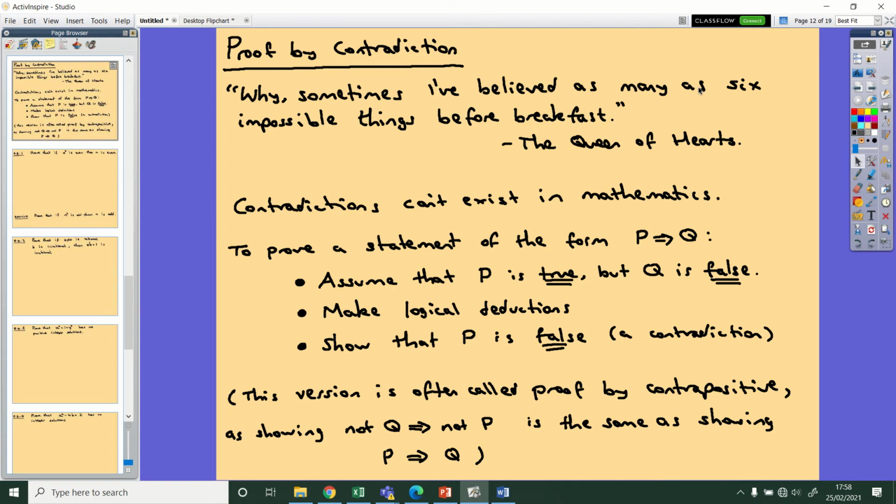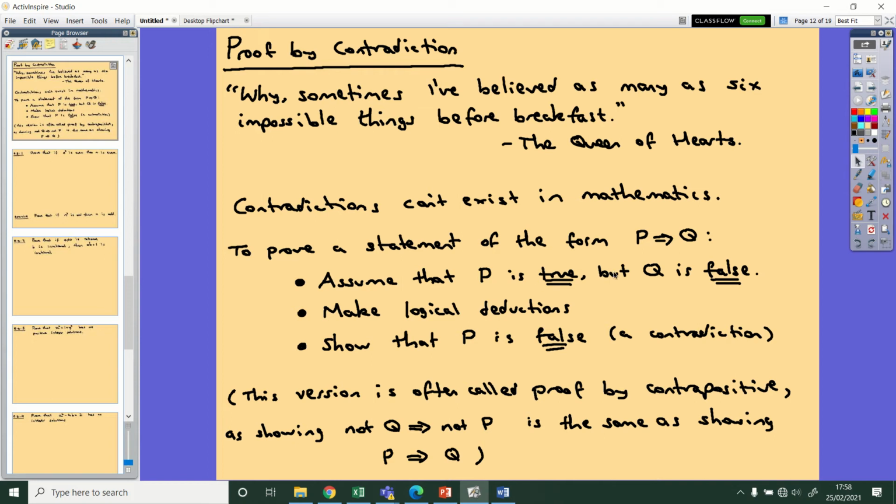Contradictions can't exist in mathematics because they're logically contradictory, almost by definition. Something can't be both true and not true at the same time. So if we discover one, chances are we've probably done something wrong, and that is the idea behind a proof by contradiction. If you get a statement of the form P implies Q, then you can prove that by assuming that the statement is false. And for the statement P implies Q to be false, we need to have P being true and Q being false. So that's our setup.